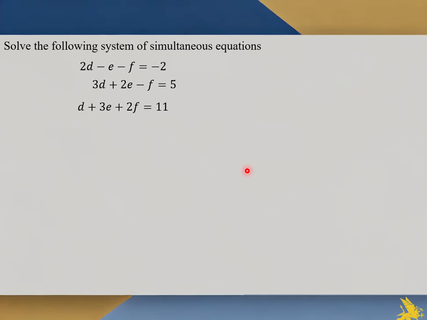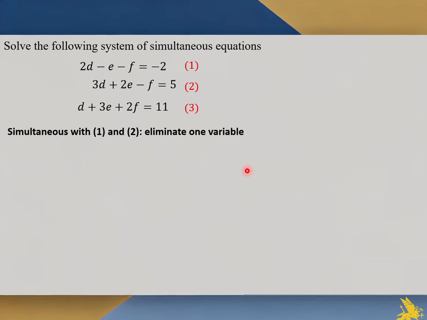The first thing we're going to do is just look at two equations, and we are just going to eliminate one variable. To make it easier, I've labeled each equation as 1, 2, and 3. We're going to pick two equations, equation 1 and equation 2. We're going to then eliminate one variable.